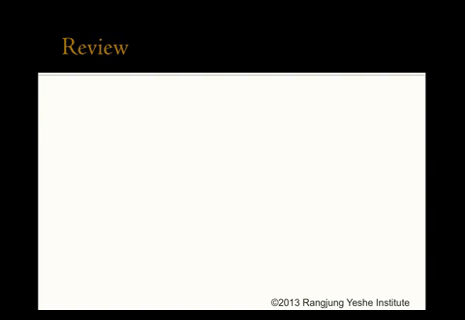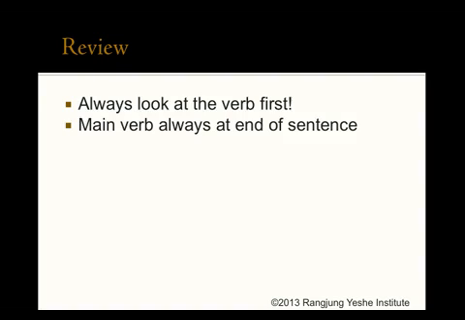Introduction to Classical Tibetan, Lesson 3-4. Now that we've covered verbs, we can begin to start looking at complete sentences. Remember that when approaching a Tibetan sentence, the type of verb that's used can give us a lot of information. This is why the verb is the first thing to look at in a sentence. The main verb always occurs at the end of a sentence.